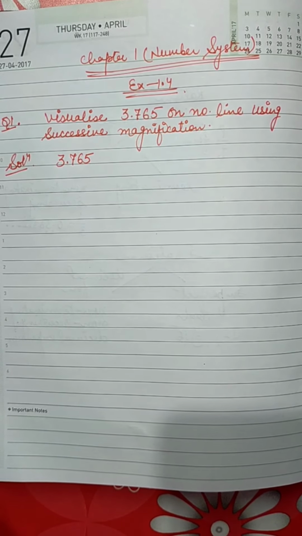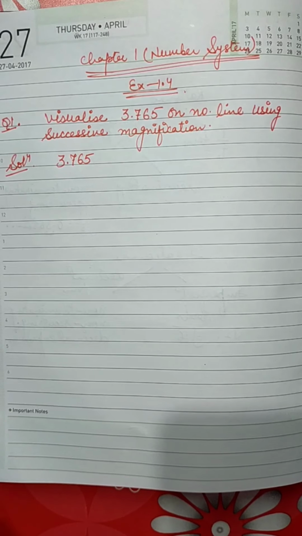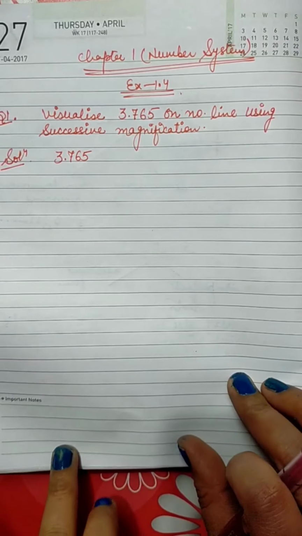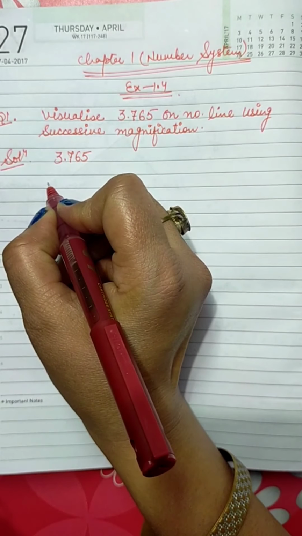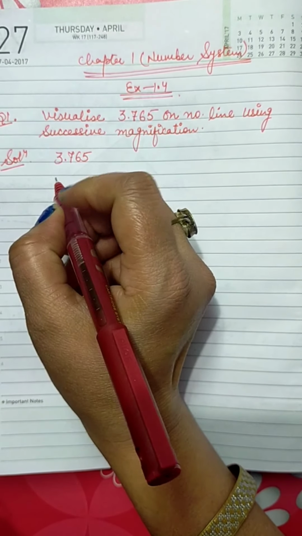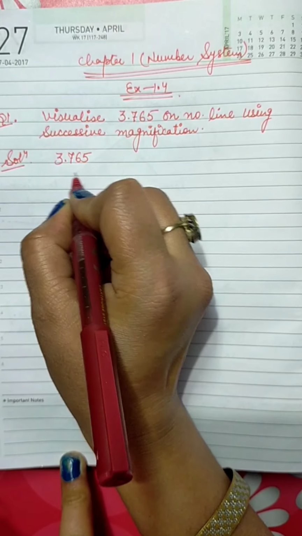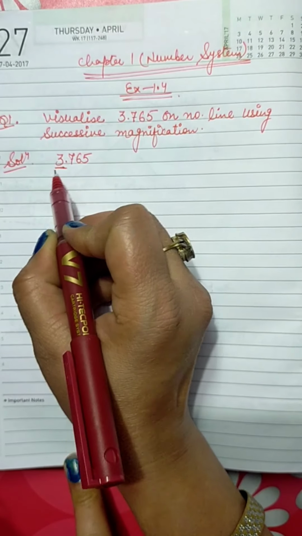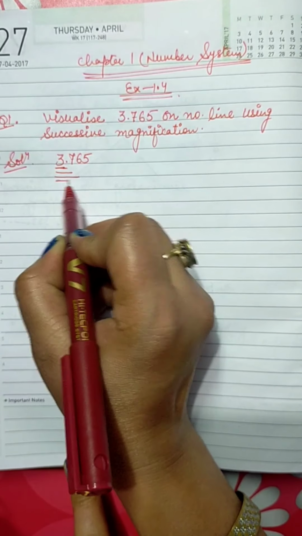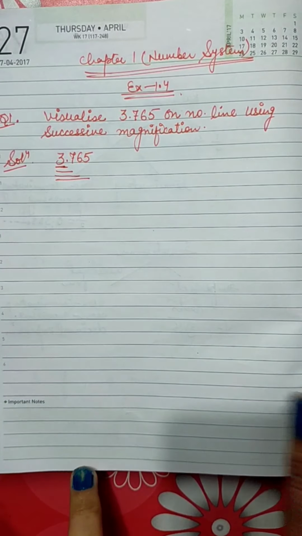Now magnification you all know, that means zoom in. So here we are going to zoom in, which you are already doing in your computers. So 3.765 we will be taking one by one. First of all we are going to take the first digit, then the second digit, and then the third, and then the fourth. This way we are going to magnify it.